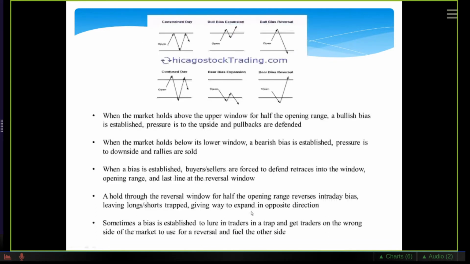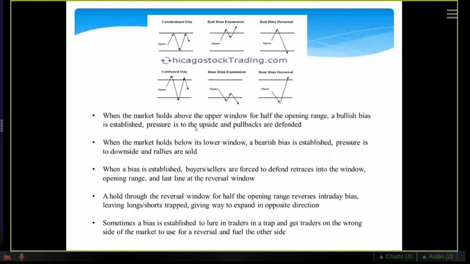So when the market holds above the upper volatility window for half of the opening range, a bullish bias is established. Pressures to the upside and pullbacks are to be defended. If you have a bullish bias on a day, that gives you the flow and the momentum, and you want to be looking at buying pullbacks. If you're selling into that, you're being contrarian, selling against that bullish bias.